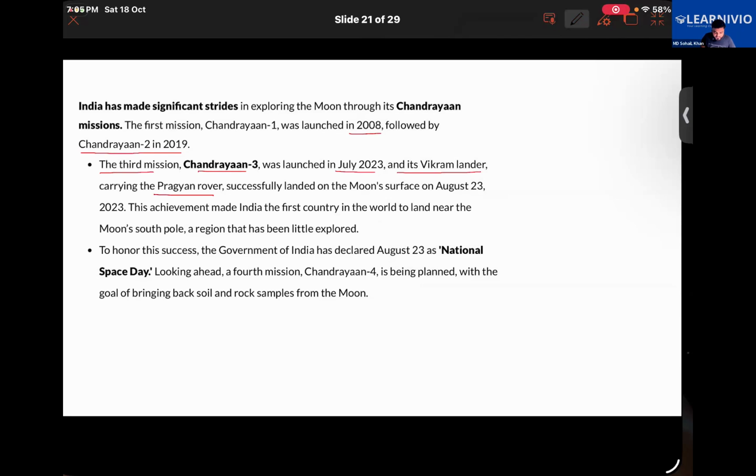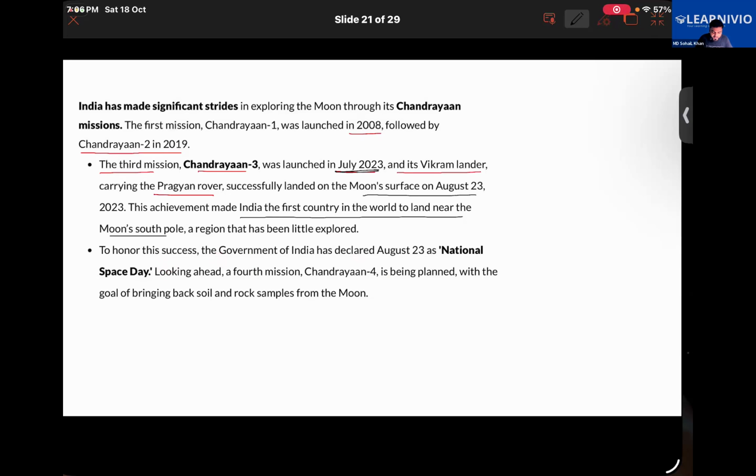Chandrayaan 3 was launched in July 2023 and landed on the moon's surface successfully in August 2023. This achievement made India the first country in the world to land near the moon's south pole. Till now, no other country has been able to reach the south pole, a region of little exploration. India became the first country to achieve this. To honor this success, the government of India has declared 23rd August as National Space Day.